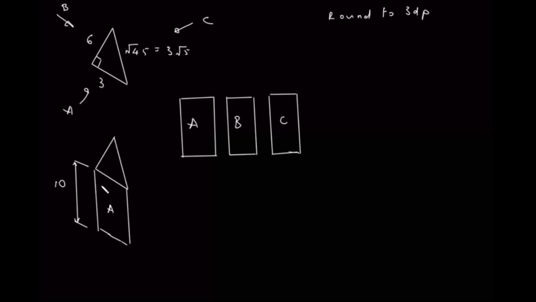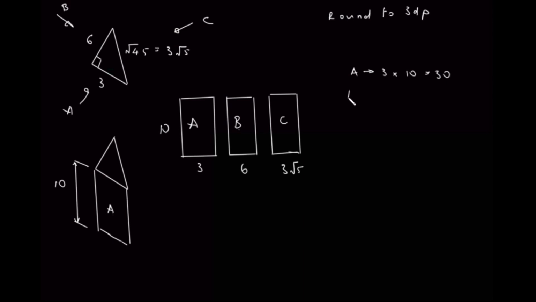A, this surface here is A, that's 3. The height is 10. All of these are 10 high. That is 3. This one, B, is 6. C is 3 root 5. 3 root 5. And they're all 10 high. So for each of these, A, the area would be 3 times 10, which is 30. That's the area of this vertical face here, looking from that side.